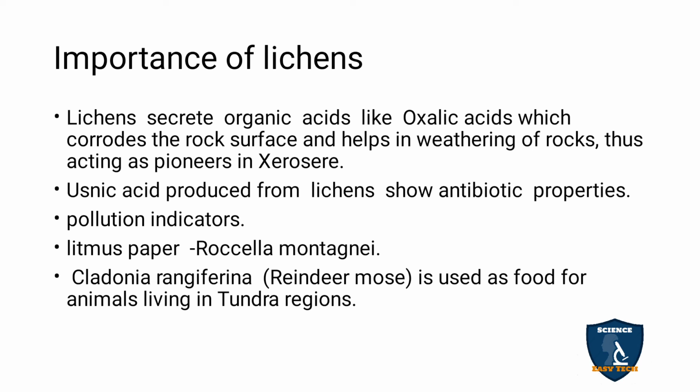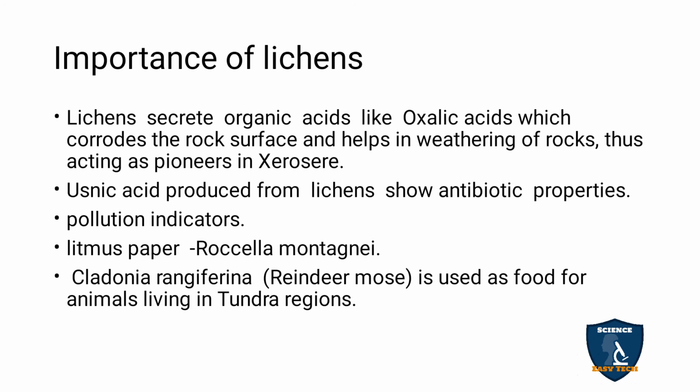Usnic acid, this is an important 1 mark question. They may ask, usnic acid produced from lichens shows antibiotic properties. So it is used as an antibiotic, and lichen is also acting as a pollution indicator. So over pollution means it shows some change, so like that it can indicate.